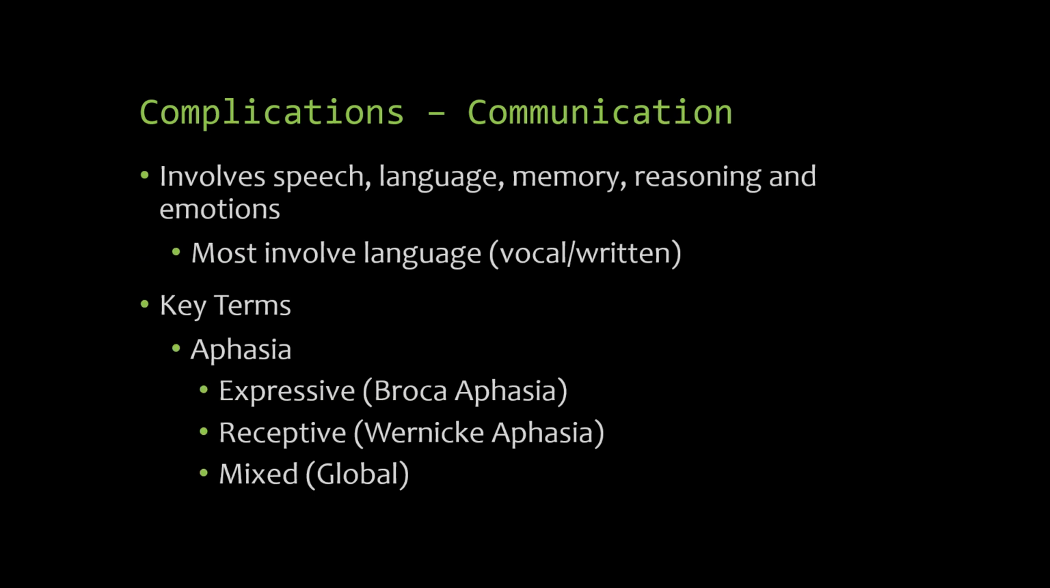So tying right into that is complications of communication. If you've cared for a client with brain attack, you may know that their ability to communicate is impaired. And again, it's going to involve language, speech, memory, reasoning, and emotion. They all play together in the sandbox. But mostly it's language, either vocal or written. So again, going back to those key terms, we need to know what aphasia is. And there's 3 different types, and you need to know the difference between the types because these clients can manifest in varying ways. So the first one we have is expressive.